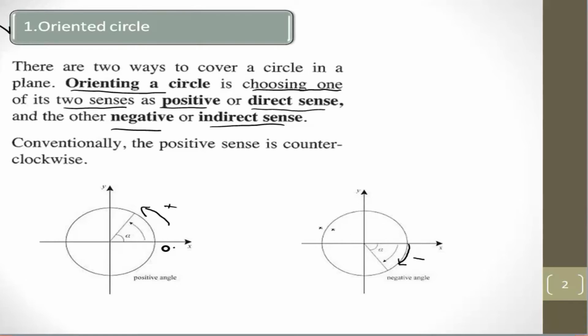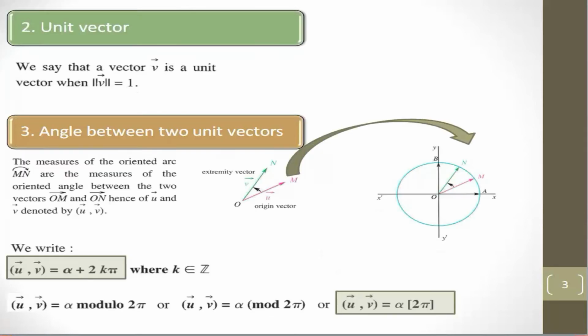If you want to understand it, think of a clock: from 3 o'clock, if you go clockwise, it means negative sense. If you go anti-clockwise, it means positive sense. This is what we mean by oriented circle. And what do we mean by unit vectors? A vector is called a unit vector when the magnitude of the vector is equal to 1.